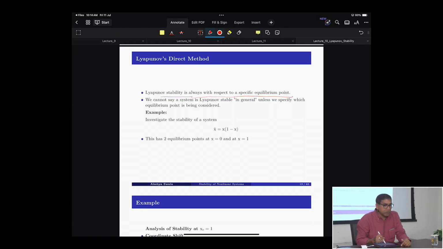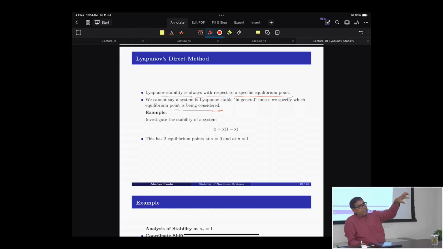Lyapunov stability is always with respect to a specific equilibrium point. We cannot say a system is Lyapunov stable in general unless we specify which equilibrium point is being considered, right? This is for you to know, but for the students, don't tell these things. You just assume that the system has got only one equilibrium point at the origin and analyze the stability. Got my point? So, therefore, I intentionally, when you asked, is it general? I told you it's general. No, it's not. Each equilibrium point, still more things are there I cannot discuss here.